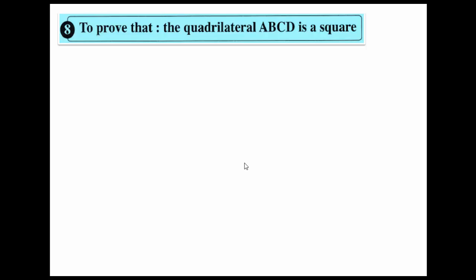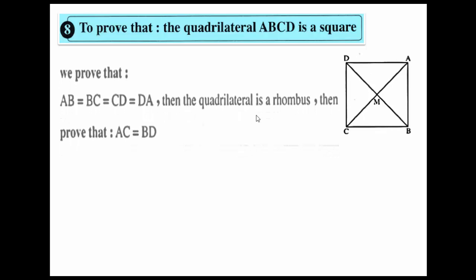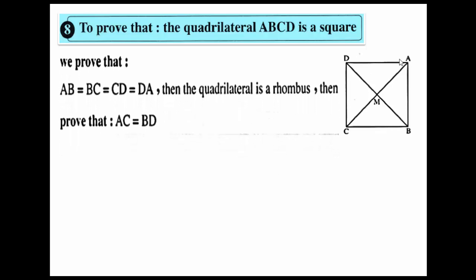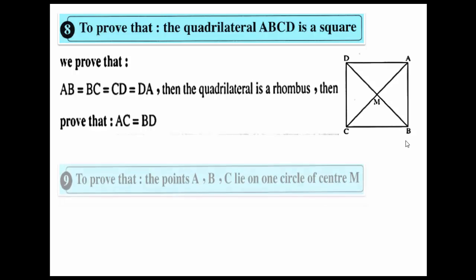Number 8, to prove that the quadrilateral ABCD is a square. We prove that AB equals BC equals CD equals DA. Then the quadrilateral is a rhombus. To prove that it is a square, prove that AC equals BD.